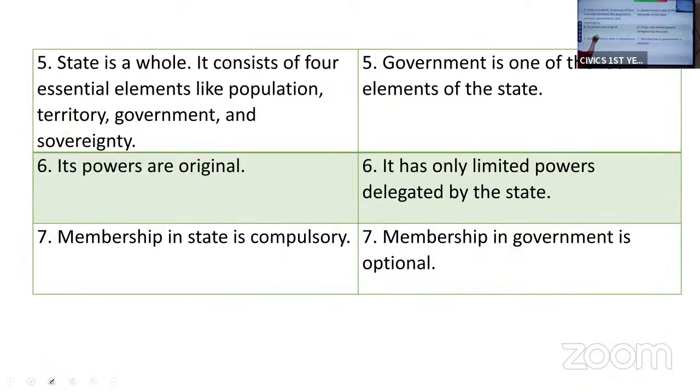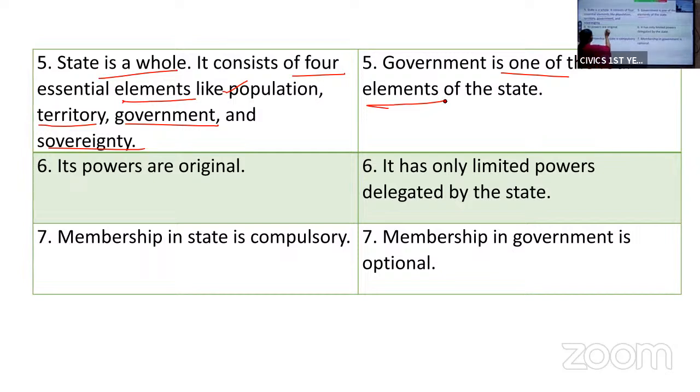Next, state is whole. State has got sovereignty, which is complete and absolute. So state is whole. It consists of 4 elements, as we discussed yesterday: population, territory, government, and sovereignty. Whereas government is one of the elements of the state. It is an agent, an agency of the state. The government works on behalf of the state.